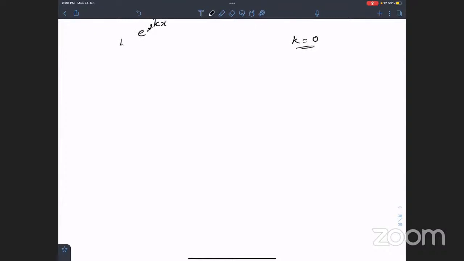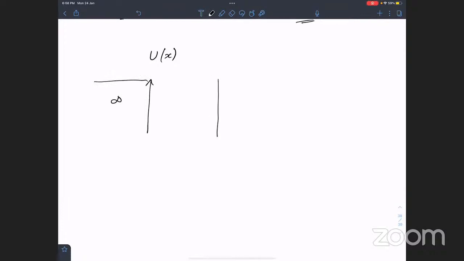Clearly, U of x equal to 0 is not very interesting, right? So next, I'm going to do some very strange wave function. I'm going to do something called an infinite potential well. What I do in an infinite potential well is the following. I'm going to say that U of x is infinity, infinite potential. U of x is infinity over most of x, except between 0 and d.